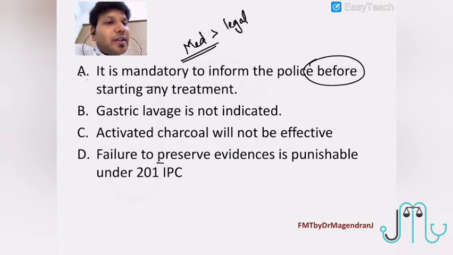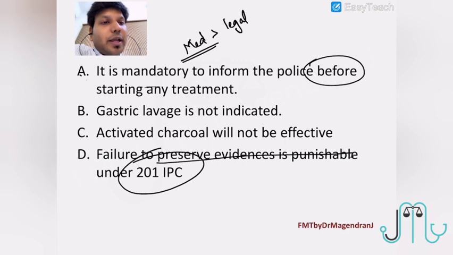Failure to preserve the evidence is always punishable under 201 IPC. Yes, that is true. We have to preserve all the evidences in any case of homicidal poisoning. If we are not doing it, it is punishable under 201 IPC. The answer for this would be option A. That is a false statement.